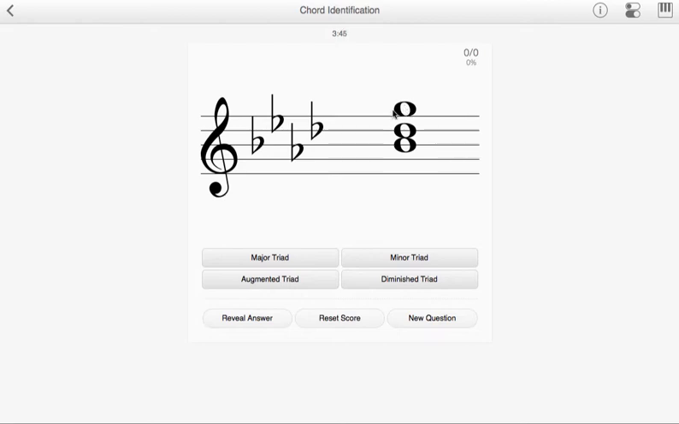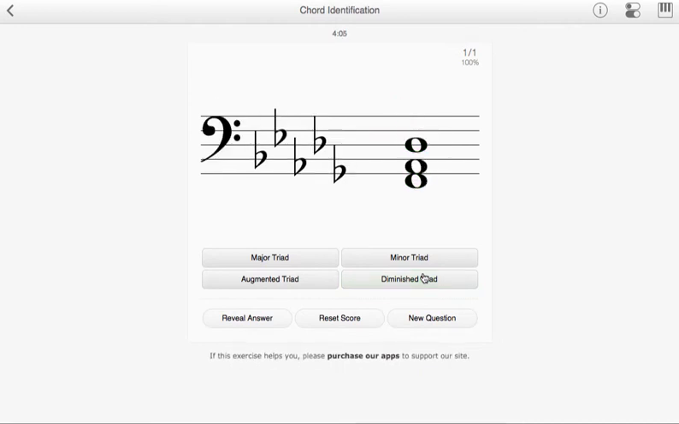If you move this G down here, you have a G to B flat, which is a minor third, and a B flat to a D flat, which is also a minor third, so you have a diminished triad. And it plays it for you. And then you get your next question.